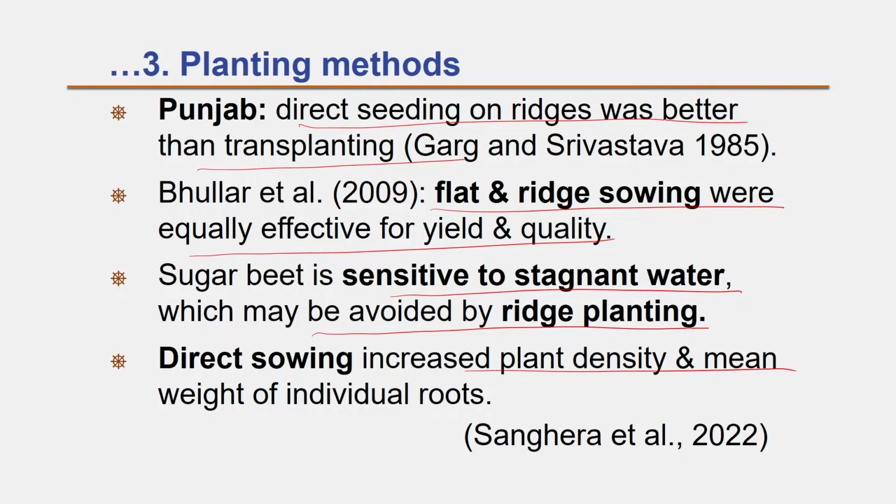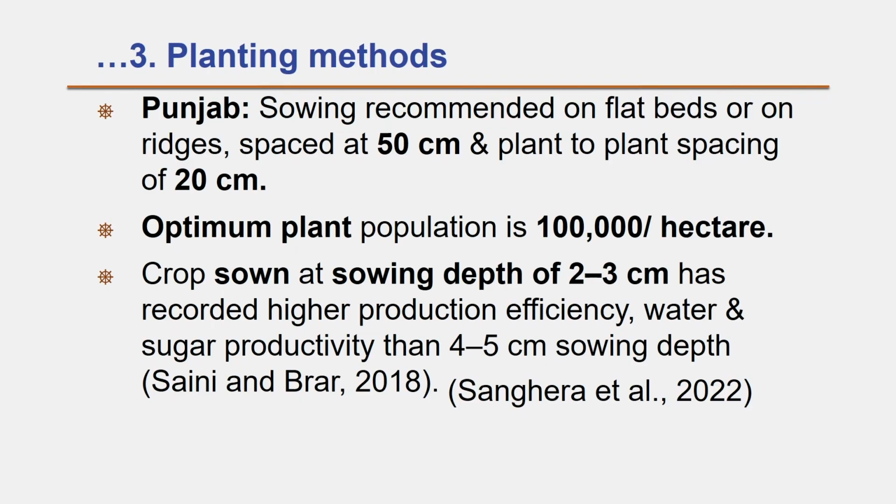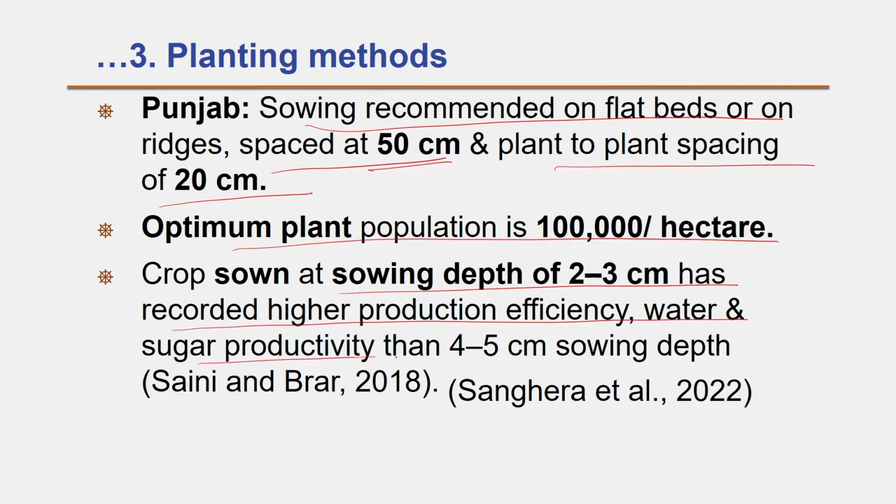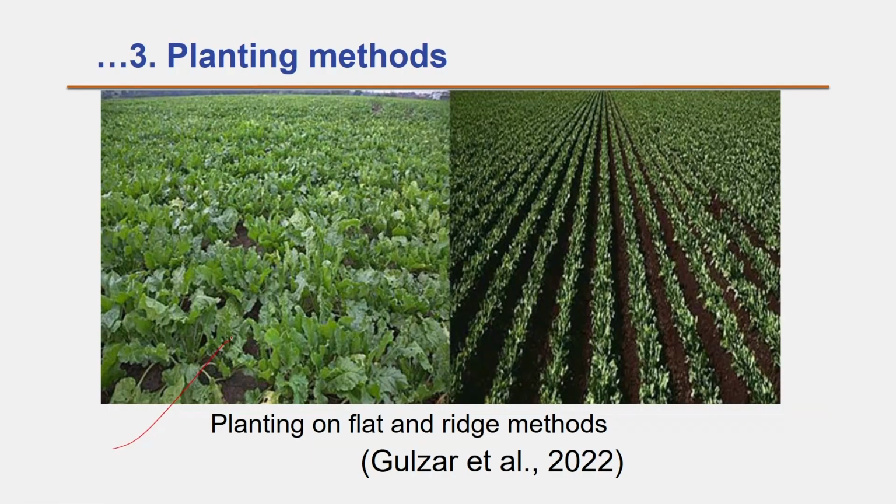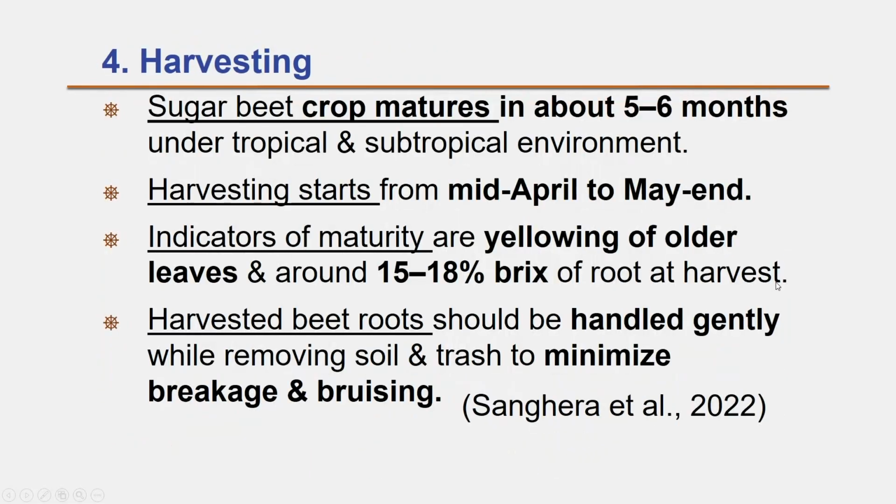Direct sowing increases plant density and mean weight of individual roots. In Punjab, sowing is recommended on flat beds or on ridges spaced at 50 centimeter, with plant to plant spacing of 20 centimeter. Optimum plant population is 1 lakh per hectare. Crop sown at a depth of 2 to 3 centimeter has recorded higher production efficiency, water and sugar productivity than 4 to 5 centimeter. Means the crop should be sown shallower. So you can see the flat method and the ridge and furrow method.